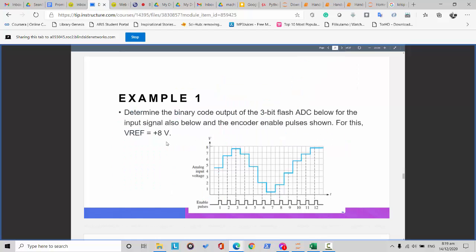So let's have an example here of some computations. Actually, there's no computation here. We are asked to determine the binary code output of the 3-bit flash below for the input signal and the encoder enable pulses, which are shown. The reference voltage is positive 8 volts. So we have some enable pulses here from 1 to 12, and we have an analog input voltage of 0 to positive 8 volts.